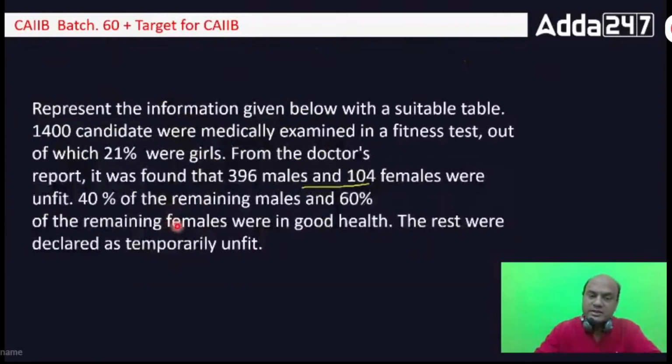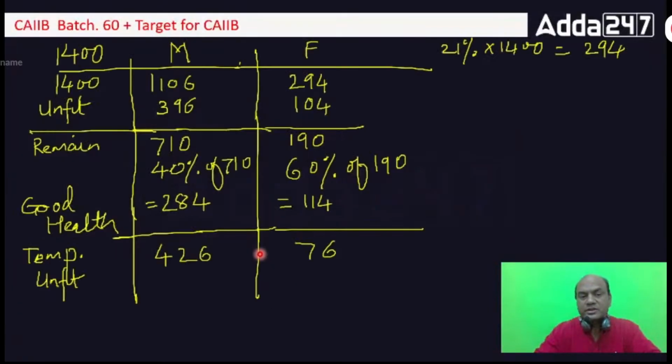Now what is given next? The rest were declared temporarily unfit. So who are the rest now? 710 minus 284 is 426 temporarily unfit males. Similarly for females, 190 minus 114 is 76 females unfit.